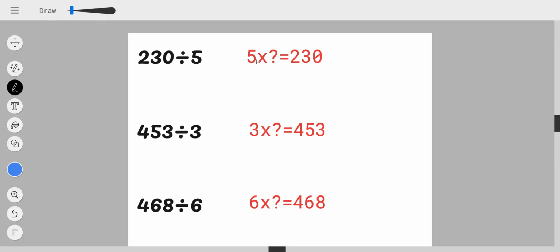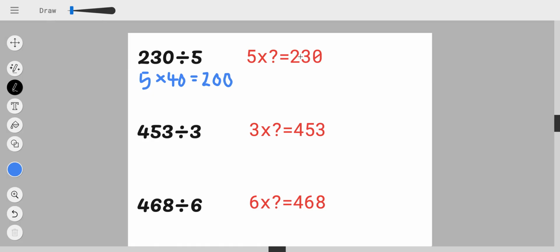So instead of working out 5 times what equals 230, we'll just do 5 times what, we'll leave a little gap there, equals 200. And we'll work out this chunk of the question first. Now I know 5 times 4 is 20, so 5 times 40 is 200. So that's that chunk worked out, and that's most of the question because 200 is most of 230.